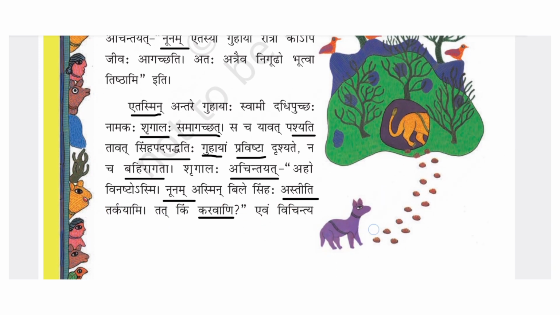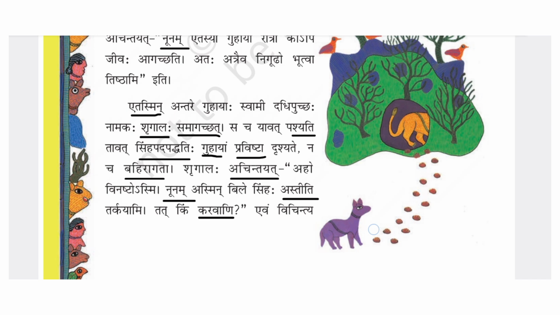Etasmin antare guhayaha swami Dadhipucha namakaha shrigalaha samagacchat. So what they are saying is, meanwhile the owner of the cave, that is a jackal, arrived. Jackal is Shrigalaha. What is the name of the jackal? That is Dadhipucha. So meanwhile the owner of the cave, the jackal named Dadhipucha, arrived.